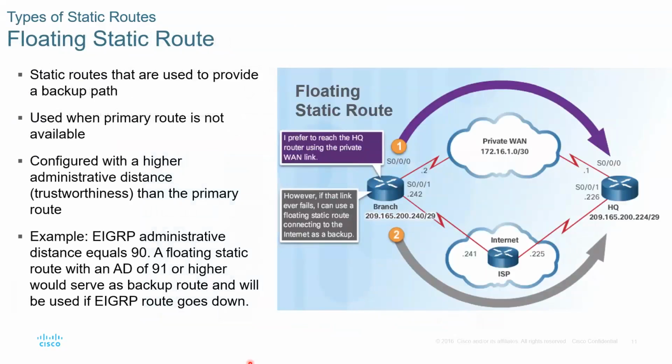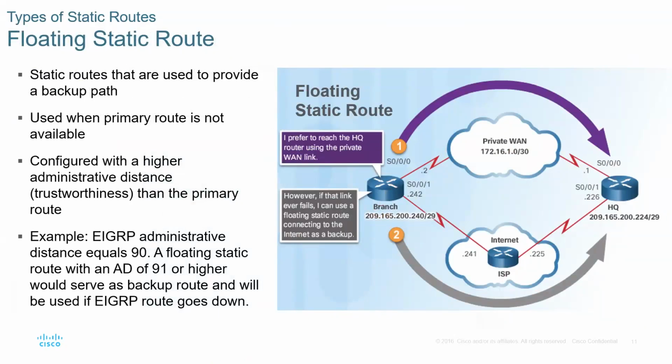Your floating static route is going to be your backup when your primary fails. So the branch wants to use the preferred private WAN. If that goes down, then we're going to use backup route number 2. Remember, administrative distance is the trustworthiness of the route, and closest to 0 is the best. Directly connected networks have an administrative distance of 0, static routes are 1, and EIGRP is 90.